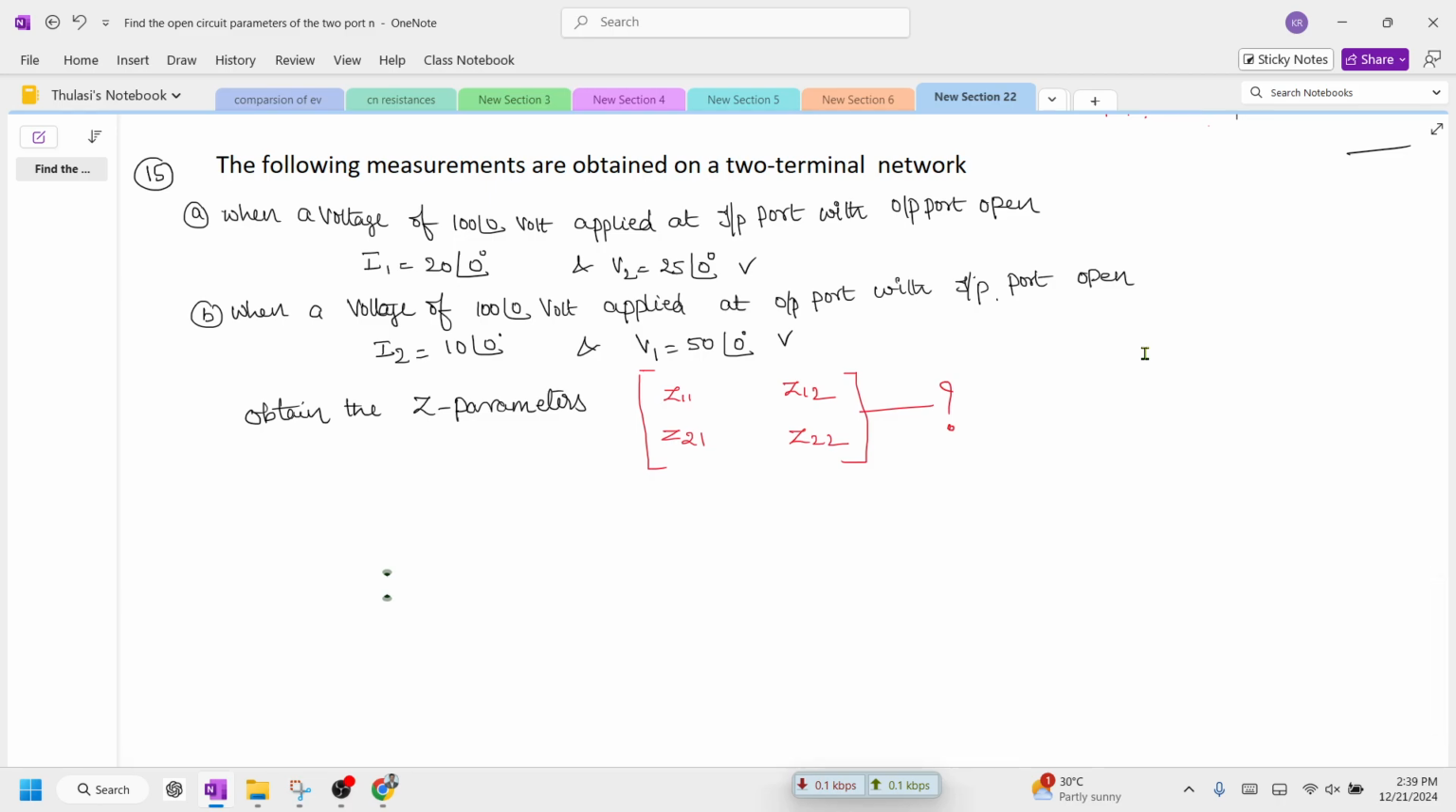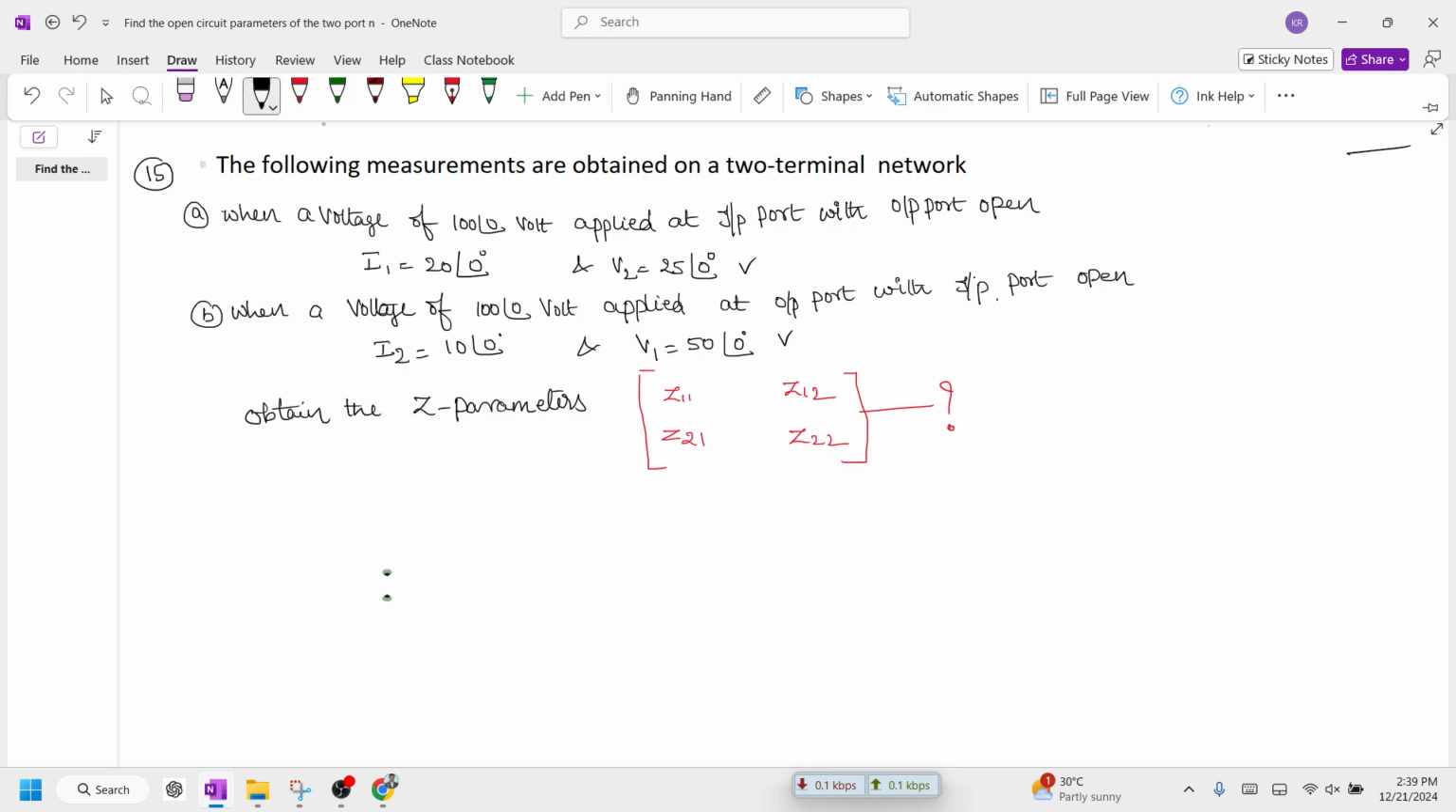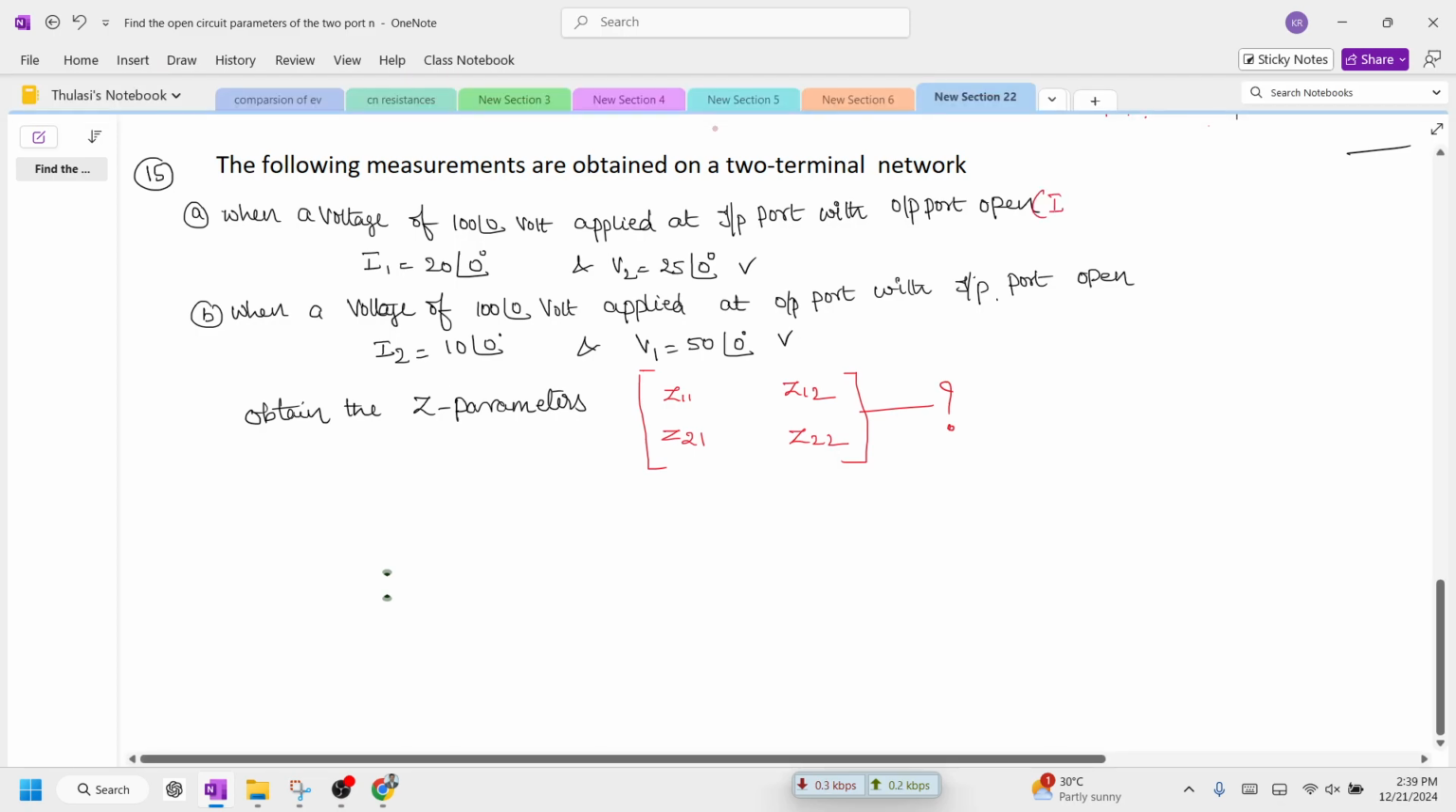Let's try to find out the solution for this problem. Problem number 15 is: the following measurements are obtained on a two-terminal network when a voltage of 100 volts is applied at the input port with the output port open. Here it mentions the output port is open, which means that I2 is equal to 0.